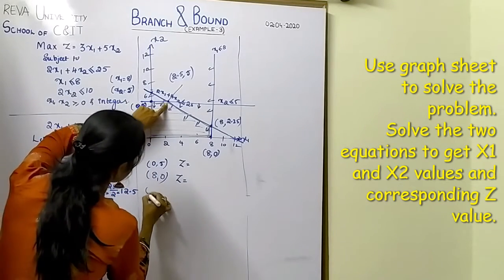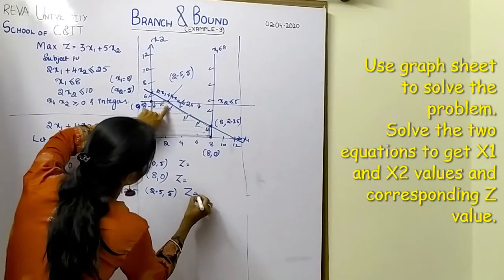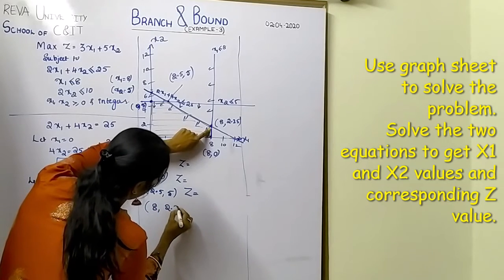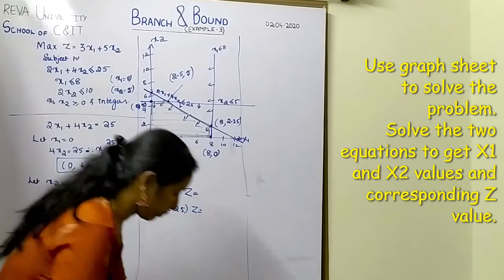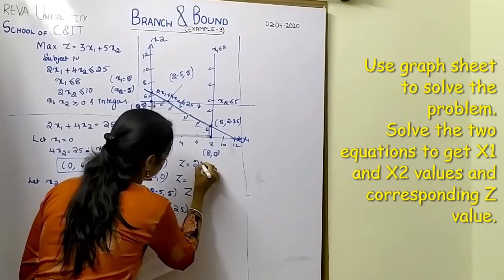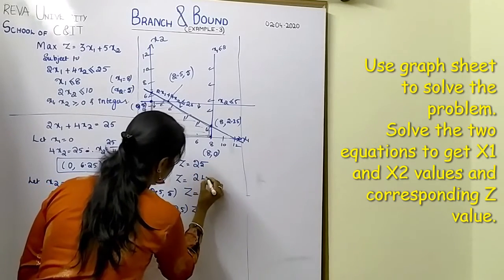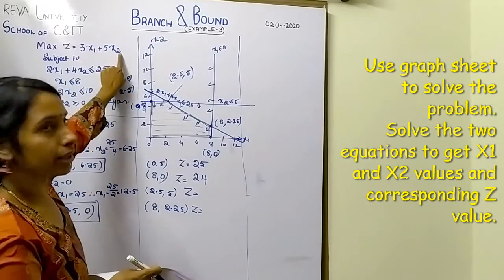This point is 2.5 comma 5. What is the z value? This intersection point is 8 comma 2.25. What is the z value? If you calculate for 0 comma 5, your z value is 25. For 8 comma 0, the z value is 24. Just substitute this in the equation with x1 and x2.